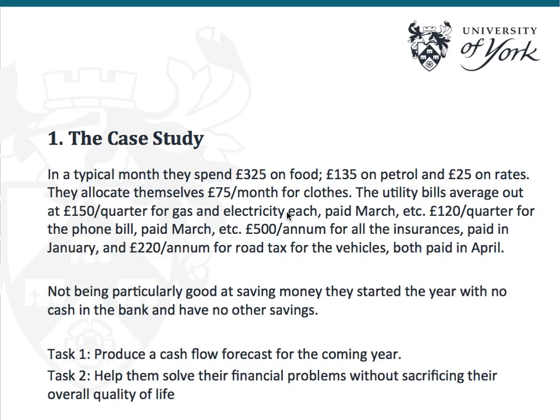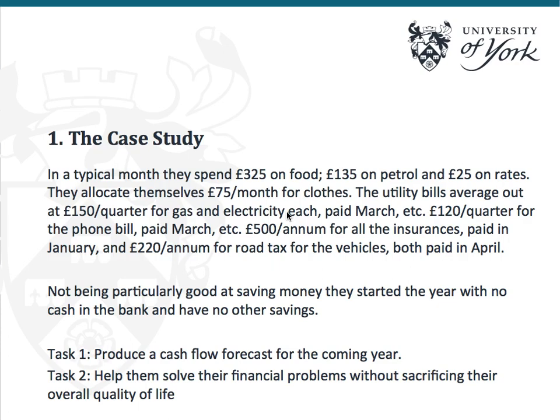Okay. In addition to that basic information, in a typical month they spend £325 on food, as it says here, £135 on petrol. They've got rates to pay. They've got a clothing allowance of £75 per month, and they have bills which are paid quarterly. They've also got an annual payment of £500 for insurances, which is paid in January, and £220 for road tax for the vehicles, both paid in April.